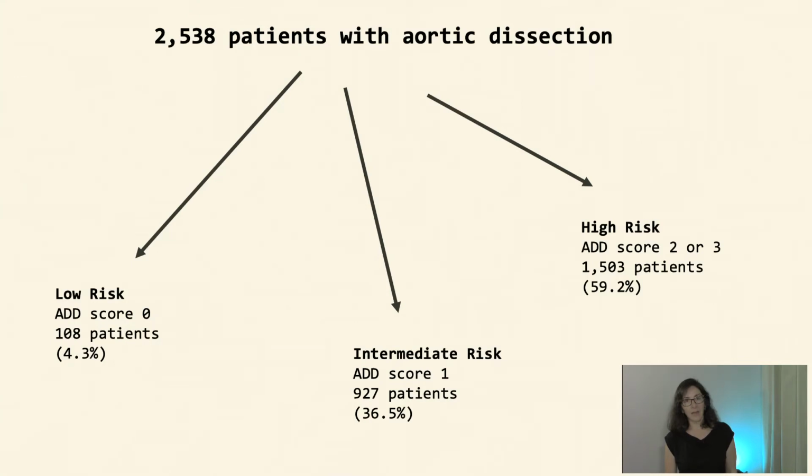So they looked in that IRAD database and they applied this score to 2,538 patients with aortic dissections. They were able to separate them into low risk, which they defined as having an aortic dissection detection score of 0, intermediate risk, or score of 1, and high risk, which was 2 or greater. They found that 95.7% of patients had a score of at least 1, so 1, 2, or 3 on that score. And so from that, they decided that this risk score was a very sensitive clinical tool for the detection of acute aortic dissection.